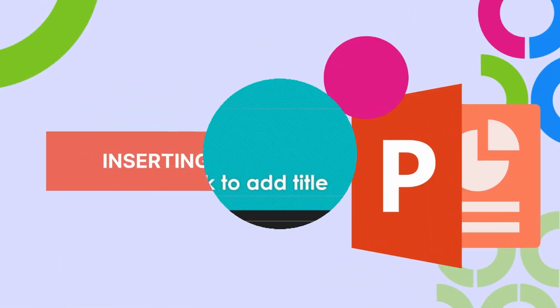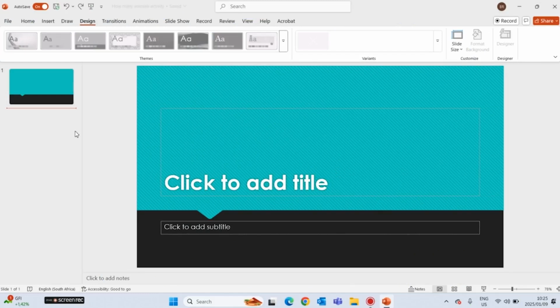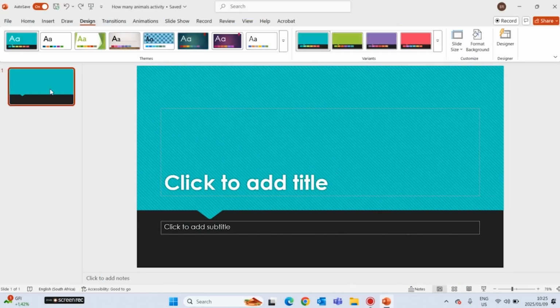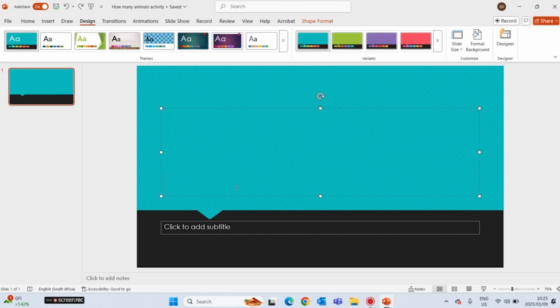Inserting text. Now let's add some text to our slides. Click on the title slide. Click on the Click to Add Title placeholder. Type How Many Animals.